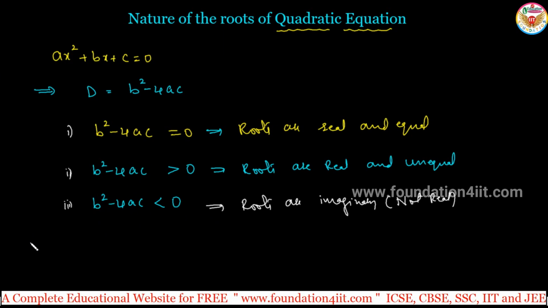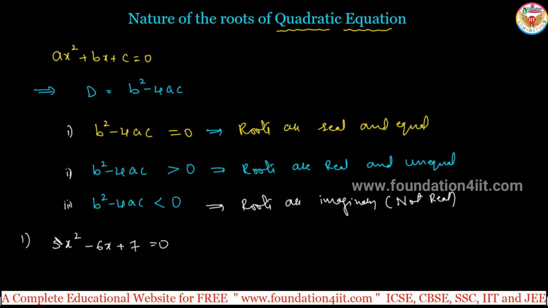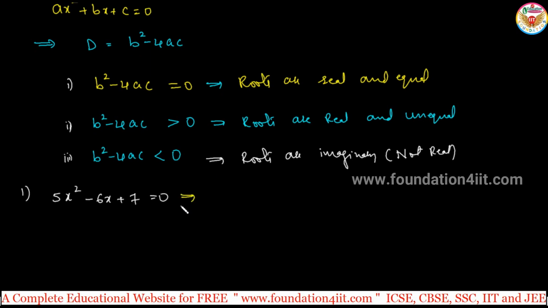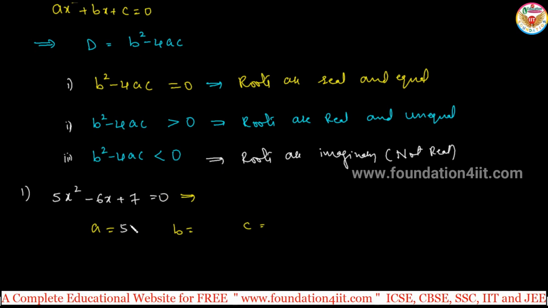Let us see one example. 5x square minus 6x plus 7 is equal to 0. Now the question is, without solving, examine the nature of the roots of this equation. For that, according to the a, b, c values: a is the x square coefficient, 5; b is the x coefficient, minus 6; c is the constant, 7.